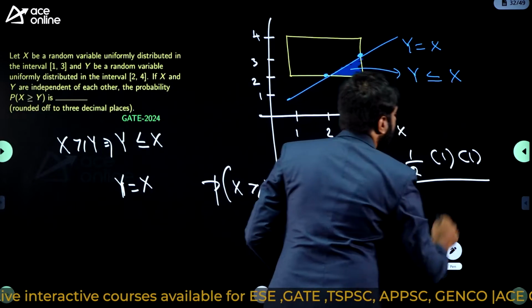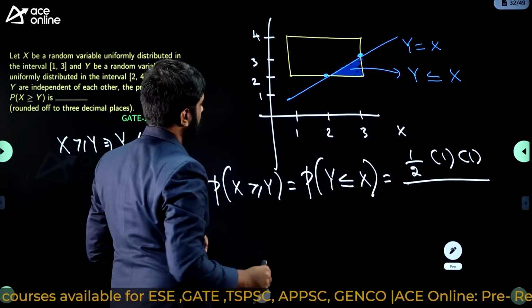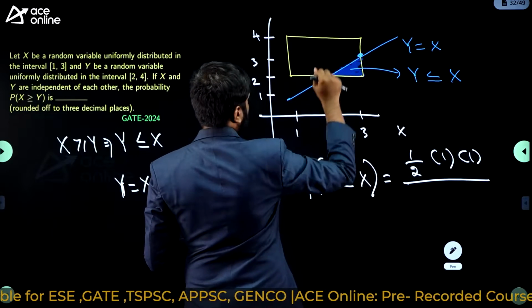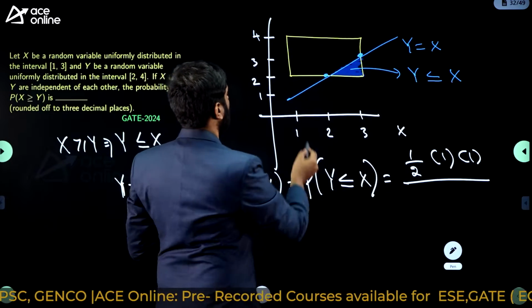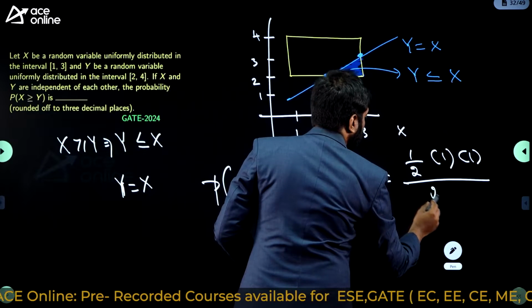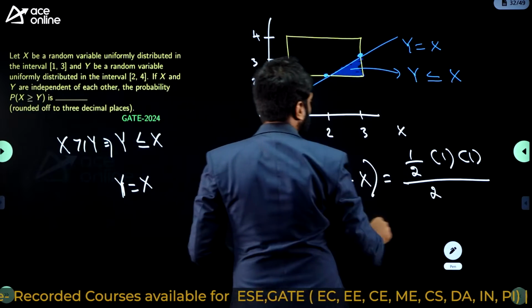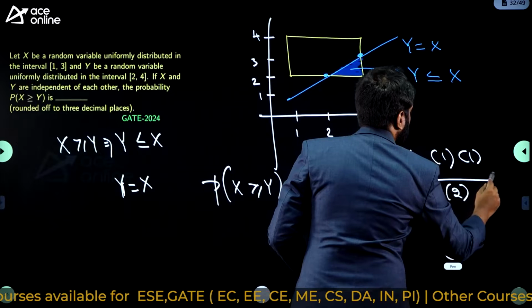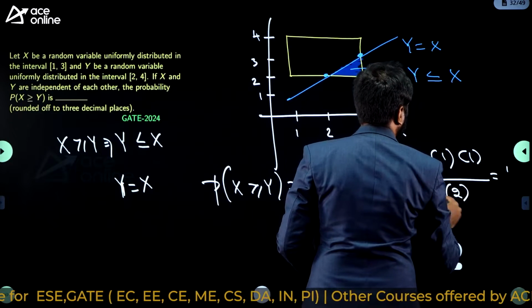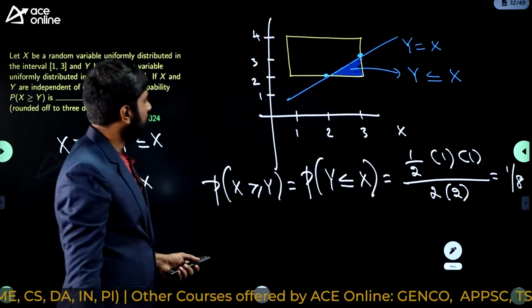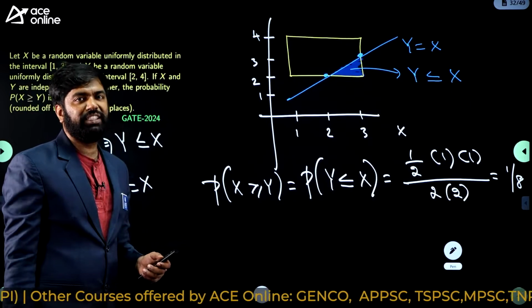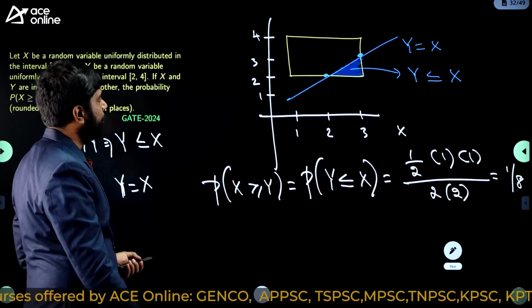Next, divided by the area of the sample space, which is a rectangle. What is the area of a rectangle? Length into breadth. This side is 2, and this is also 2. So the denominator is 2 into 2, which is 4, and half into 1 into 1 over 4 gives 1 by 8. So the answer is 1 by 8. This kind of question has already appeared in previous GATE examinations. This is the simplest way to solve the question.